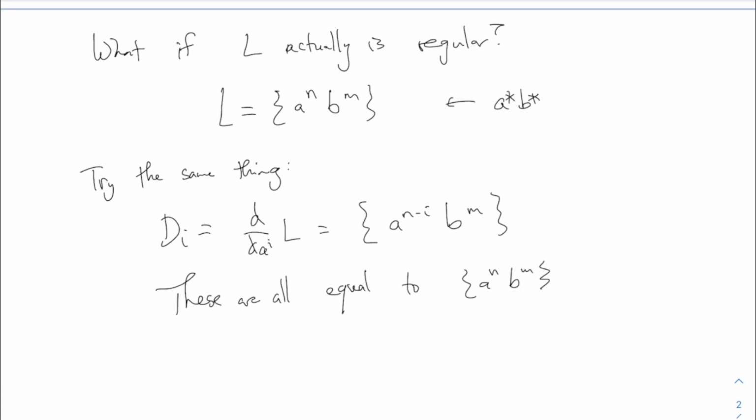Because you have to just think about what this means. It means some number of A's followed by some other number of B's. And it might be the same number. And what does this mean? Well, this also means some number of A's followed by some number of B's. Now, you can imagine that this is actually less A's than it used to be, but it doesn't matter. It's still just some number of A's followed by some number of B's. These are all equal to this, which in fact is the same as L, right? That's what L was originally.